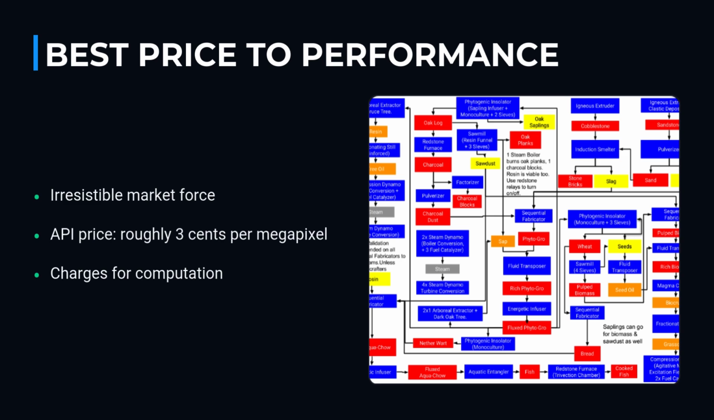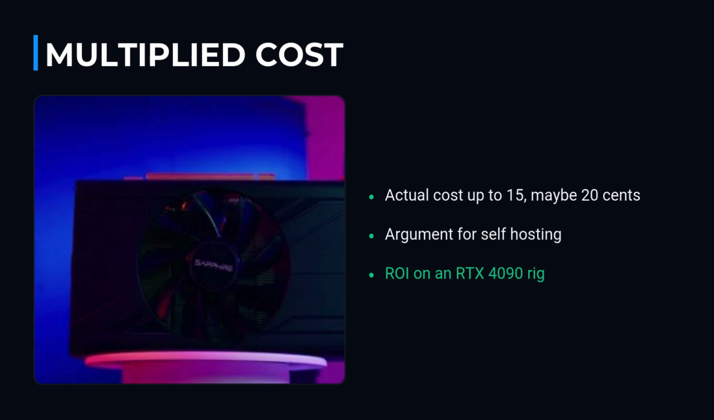Okay, we've seen the 1 cent miracle, but let's talk about what it takes to get there. What does this all mean for your wallet, practically speaking? Let's break down the API versus running it yourself. Right, so the API price is stated as roughly 3 cents per megapixel. Sounds simple. But there's a crucial nuance here that's going to catch people out. Uh-oh. It's that multi-reference workflow. BFL charges for computation, and that includes processing your input images.